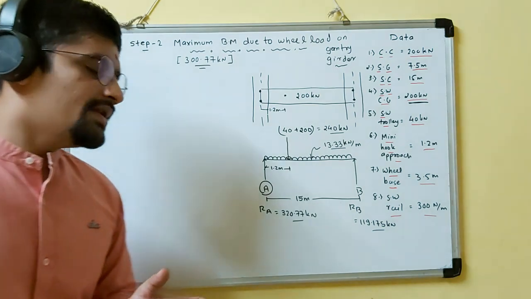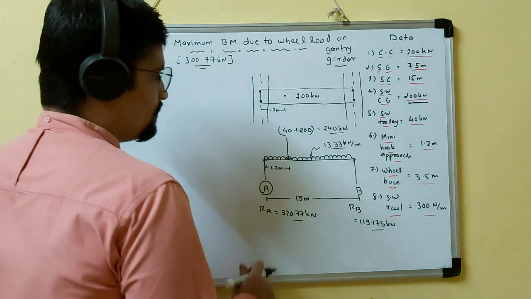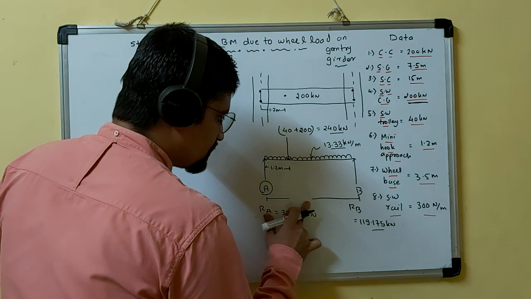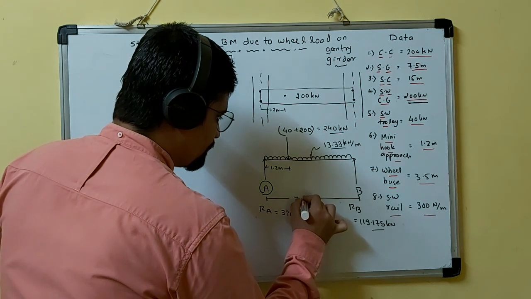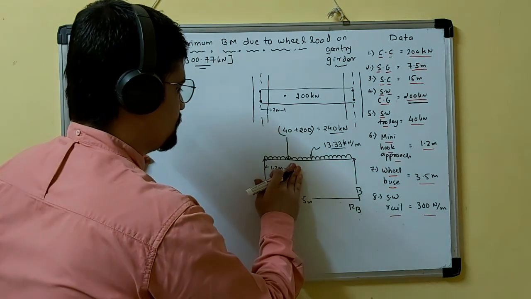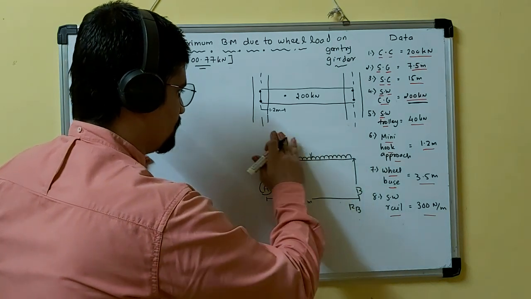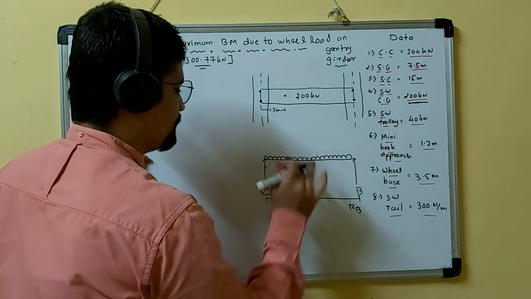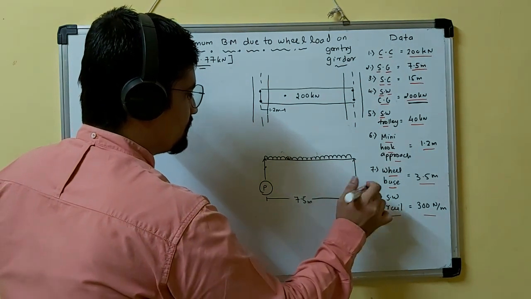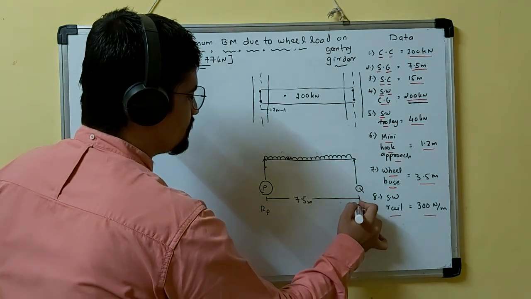For the gantry girder calculation, the span of the gantry girder will be 7.5 meter. So let me change the figure and consider the span as 7.5 meter. Let's rub out all these loads, because these are the loads of the crane girder. If you want, you can change the alphabets. I am taking P and Q, so here will be RP and here will be RQ.